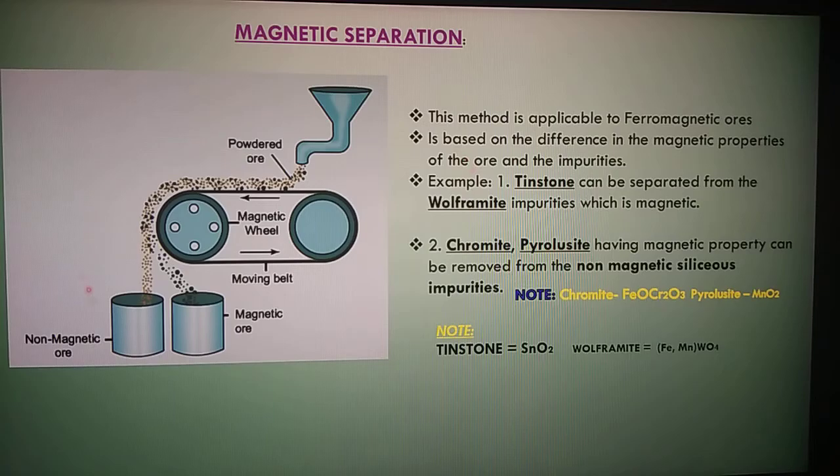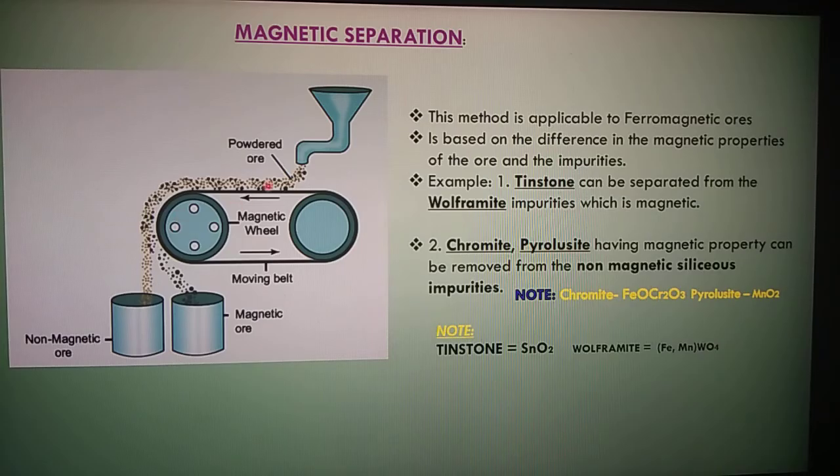Okay. So just see the apparatus. This is the inlet of the ore. First of all, we take the ore, crush and grind it well, and make a powdered ore. This powdered ore is allowed to fall on the inlet. Okay. So here two wheels are there. One wheel is non-magnetic, another wheel is magnetic. Both wheels are connected by a conveyor belt. Okay, right? So here the powdered ore is allowed to fall on the conveyor belt.